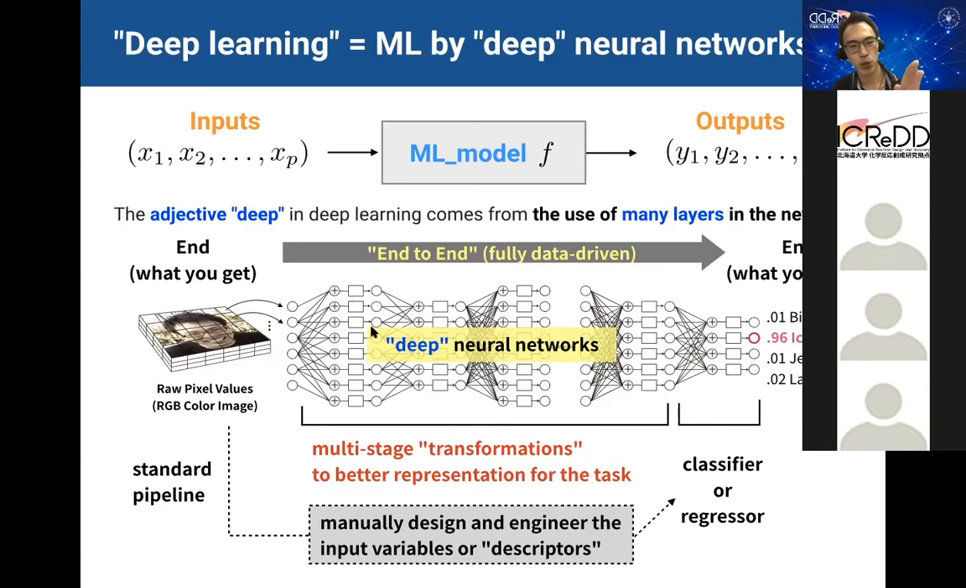So F1, F2, F3, F5. F1 converts the image a little bit, and that's fed into the next module, F2. And F2 converts that image a little bit, then feeds it to F3 or something like that. So F1 to F100 make a 100-layer neural network, and that is called deep learning.